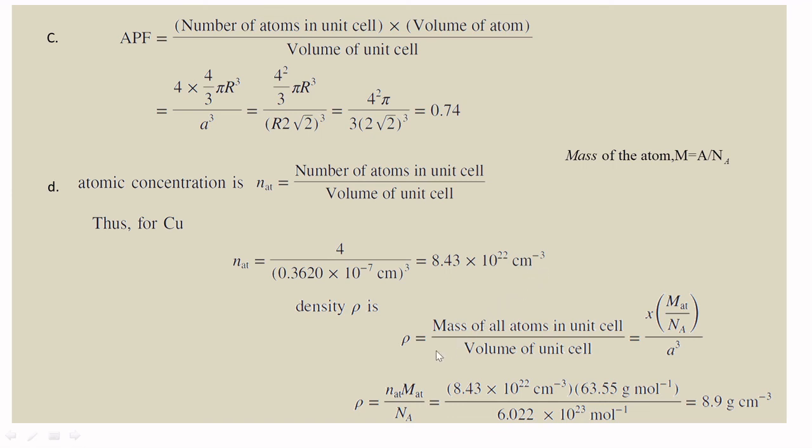So you will get 8.43 into 10 to the power 22. Then we want to find the density, that is the mass of all atoms in the unit cell divided by the volume of the unit cell. That is a basic formula. So here the formula will be 4 into atomic mass divided by NA, where NA is the Avogadro number, divided by A cube.